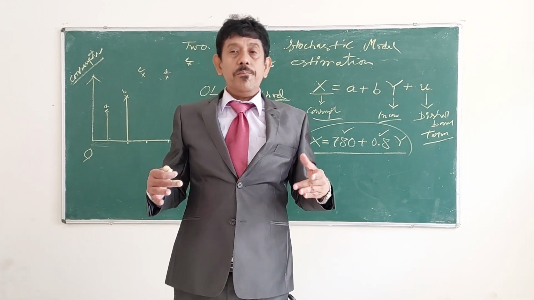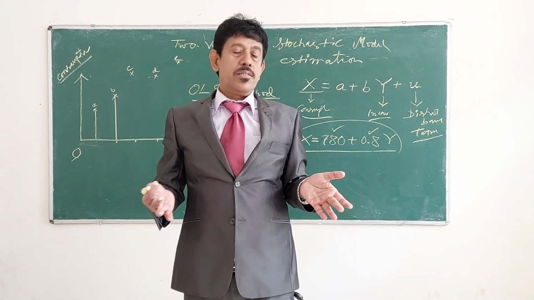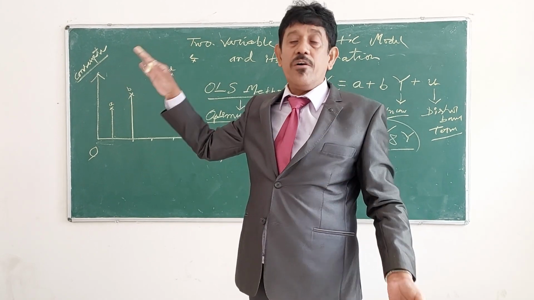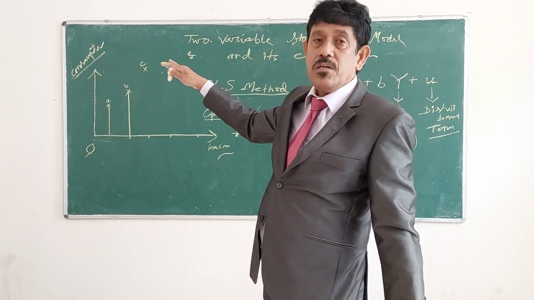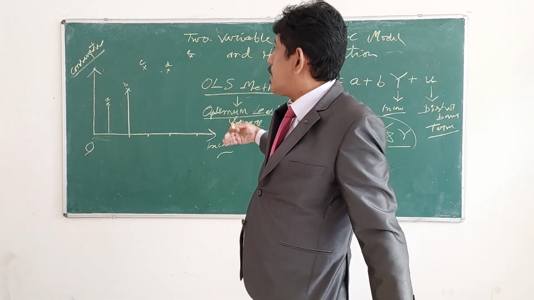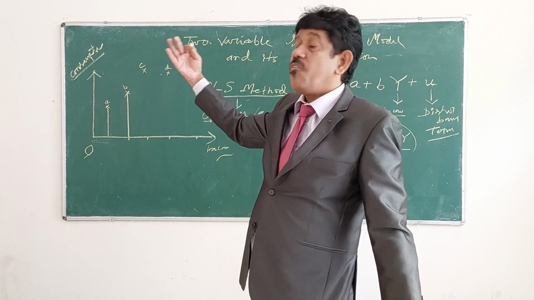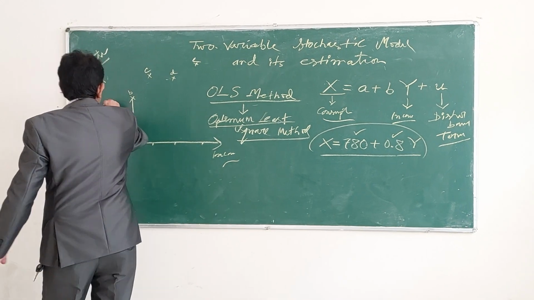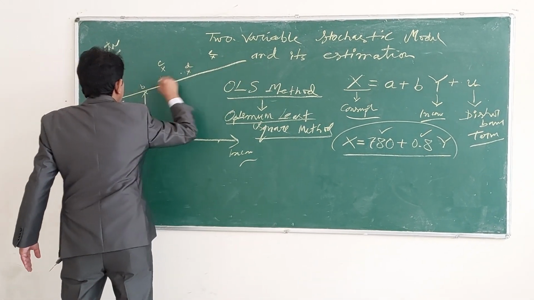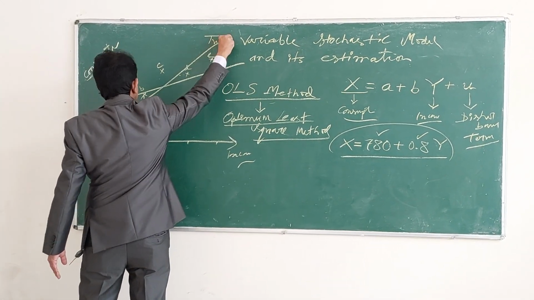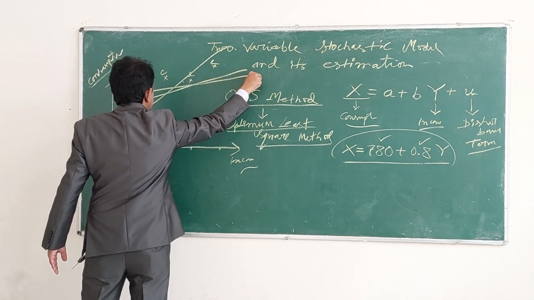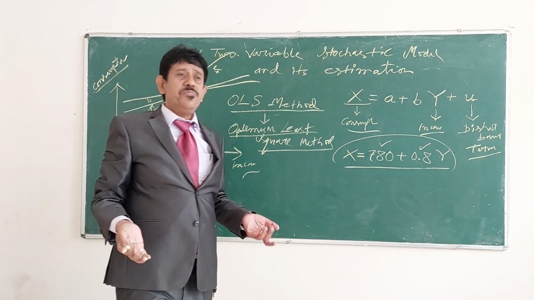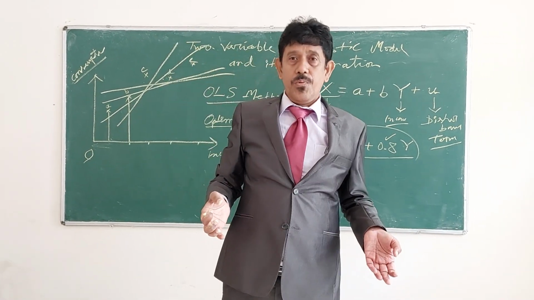Now, our next task will be how to find out the line of best fit from this data, from this data on income and consumption. The line of best fit may be like this, it may be like this, it may be like this. Various shapes we can find.